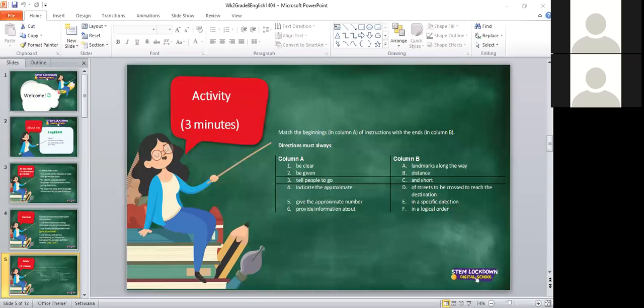Anybody else who has had their hands raised? I see Rowan raised a hand. Right, I've unmuted you. Can you hear me? Yes. So for the first one, it's be clear, and I matched it to C, which is and short. Oh, yes, that's correct. Should I continue? Continue with the next one. Number two, be given in a logical order, which I matched with F. Okay, good. Thank you. Welcome, sir.